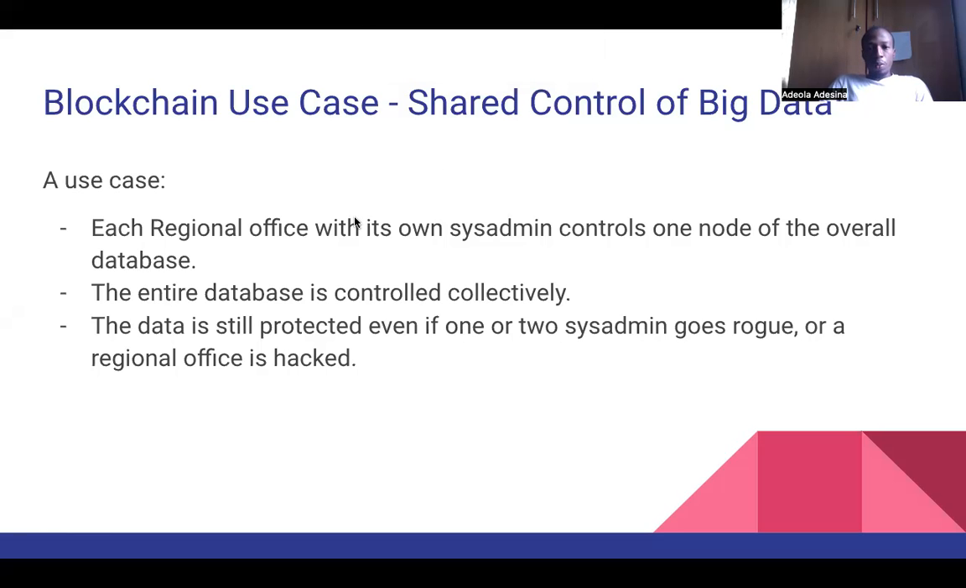Each regional office with its own system admin controls one node of the overall database, right? So each regional admin or each regional office for each of the individual companies, with its own system admin or its own IT office, so to say, controls one node of the overall database, such that the entire database is controlled collectively, right? So no one person has control over the database. Data is still protected, even if 1 or 2 sysadmins go rogue or a regional office is hacked. This is the promise of the blockchain, right?